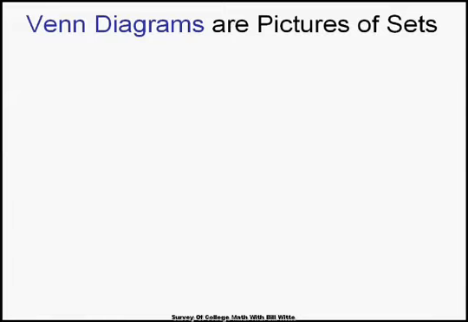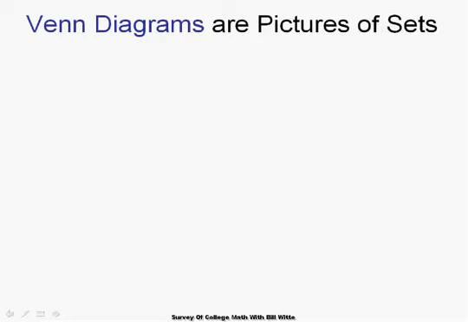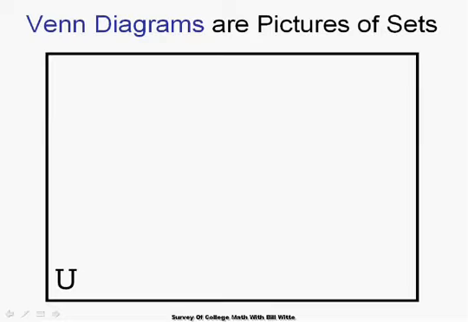Venn diagrams can actually draw pictures of sets, and that's what we're going to be doing. Pictures of way more complicated sets than C and D and whatever with the little numbers in it. Every Venn diagram is going to have a universe. Now, actually, it doesn't go to infinity, but as far as we're concerned, that's as far as we're going to go. That is our universe.